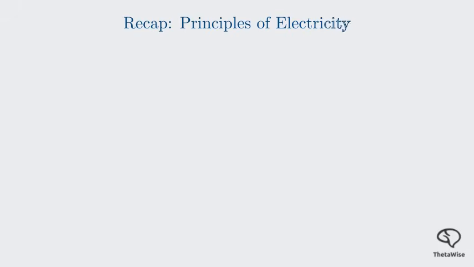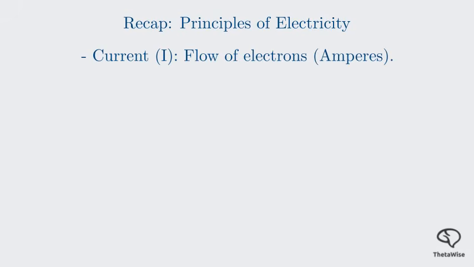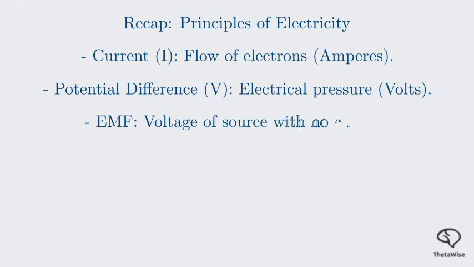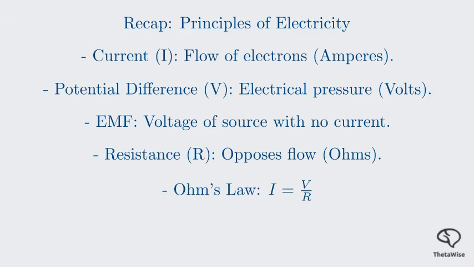Let's take a moment to recap what we've covered in this introductory class on the principles of electricity. We aim to define key electrical concepts and apply them to practical problems. First, we defined current, I, as the flow of electrons, measured in amperes. Then, we discussed potential difference, PD or V, which is the electrical pressure measured in volts. We distinguished it from electromotive force, EMF, which is the voltage of an open circuit source. We introduced resistance, R, which opposes current flow and is measured in ohms. This led us to the fundamental relationship between these three.